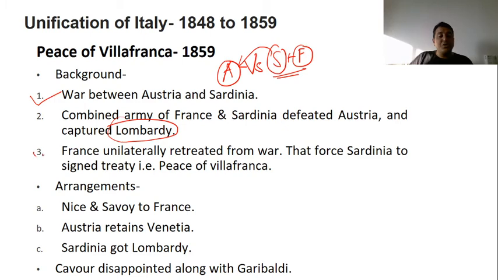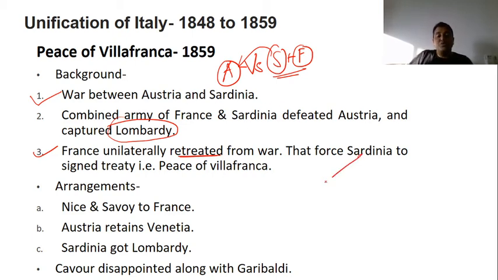And this combined army was on the verge of defeating Austria and grabbing Venetia. But France unilaterally retreated from the war. Why? Because after thinking a lot, Napoleon thought Nice and Savoy are very small territories as compared to Venetia and Lombardy. Along with that, France and Austria don't have any enmity. And if Austria gets to know that France supported Sardinia to defeat Austria, then it will cause enmity. So to avoid that, France unilaterally retreated from the war.